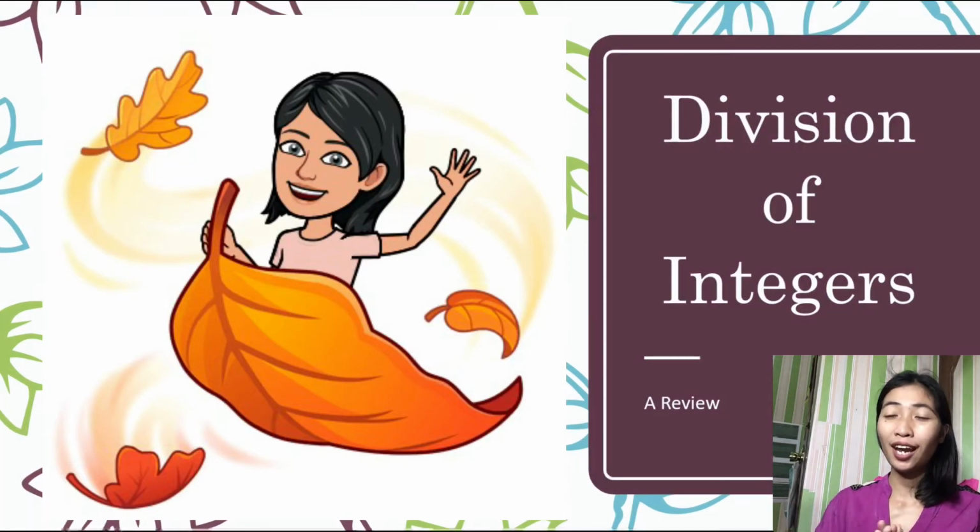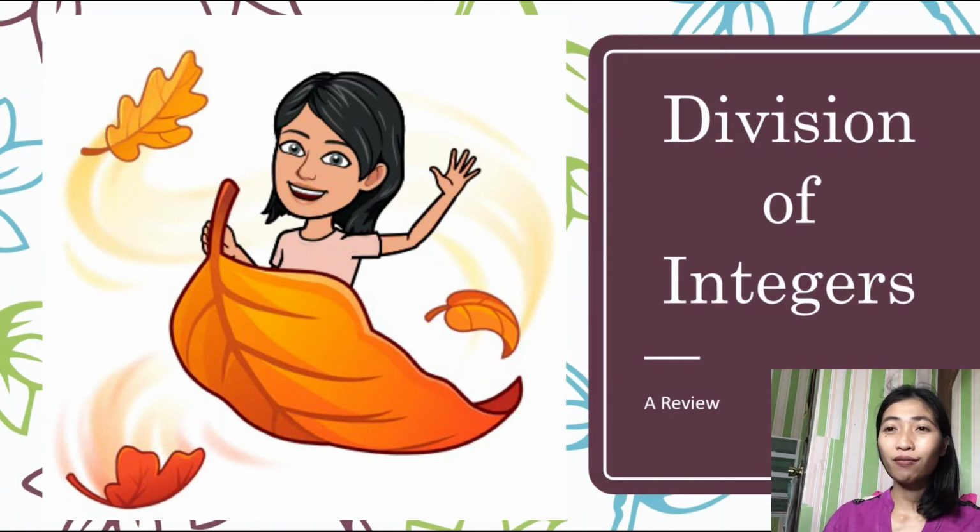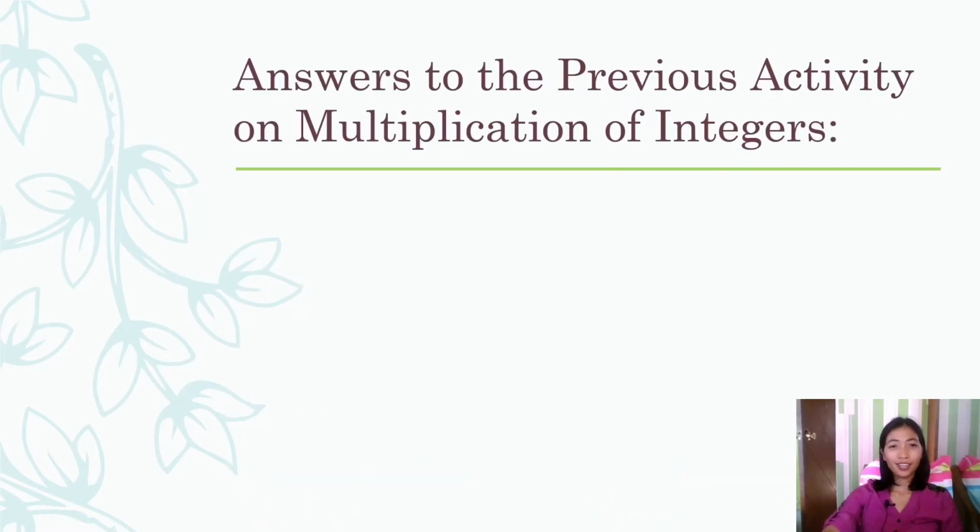Okay, so for today, let us review division of integers. Before we proceed to division of integers, let us check first your answers to the activity on multiplication of integers. Number 1, 2 times 8, of course, that's 16.